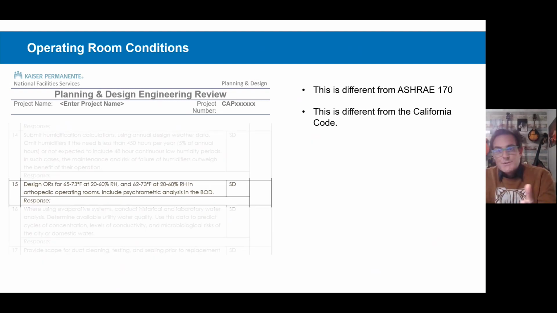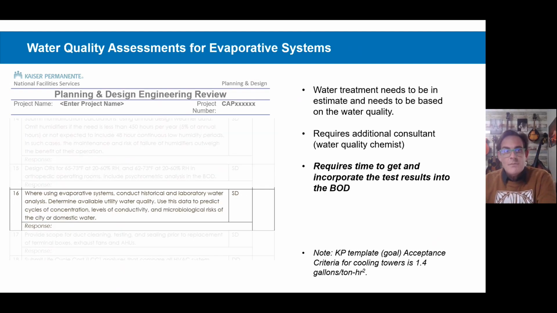Operating room conditions. This is just to make sure you know our OR design temperatures are different from ASHRAE 170. They're different from California code. This comes from an internal study we did on comfort and demand for temperature. So please just tell us in the BOD that you've read our design conditions for OR, and that you are in fact designing for them.